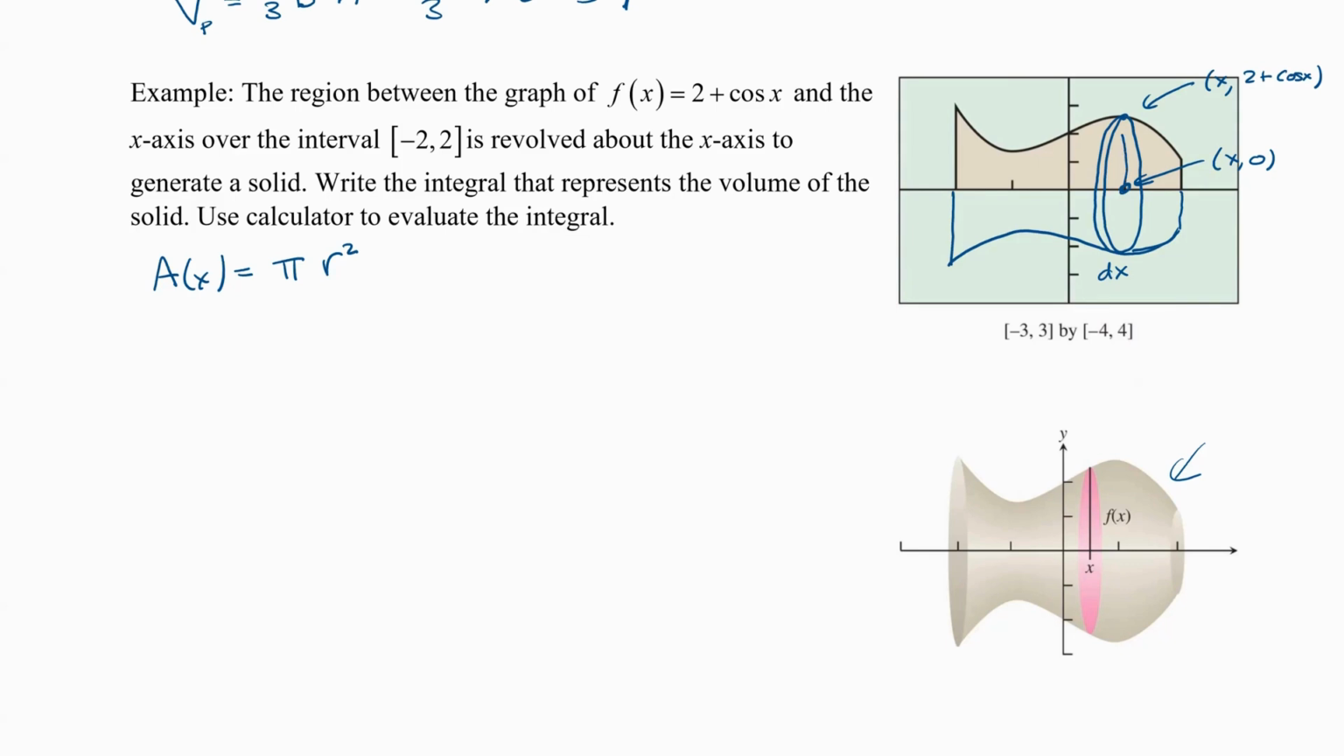Well, the distance between those two spots is the radius, and in this case, that distance is 2 plus x cosine x. So if that squared is the cross-sectional area, then the volume is going to be that cross-sectional area times that thickness, the thing that gives us that third dimension. And in this case, x varies from -2 to 2.